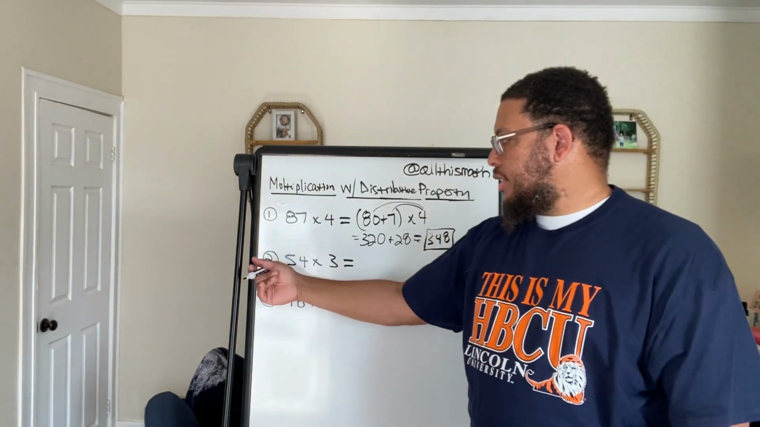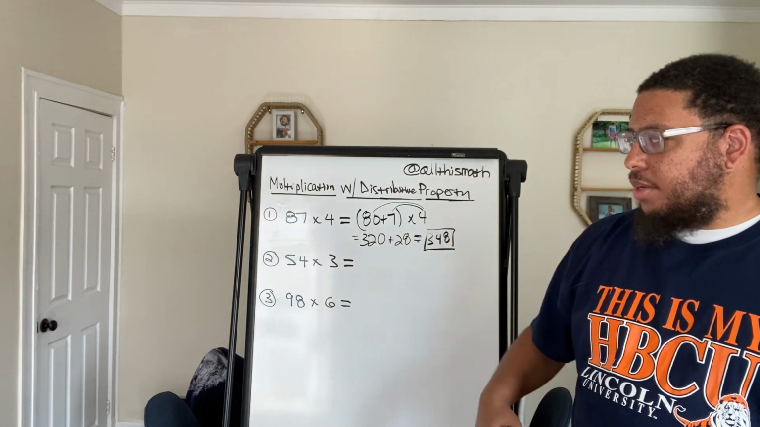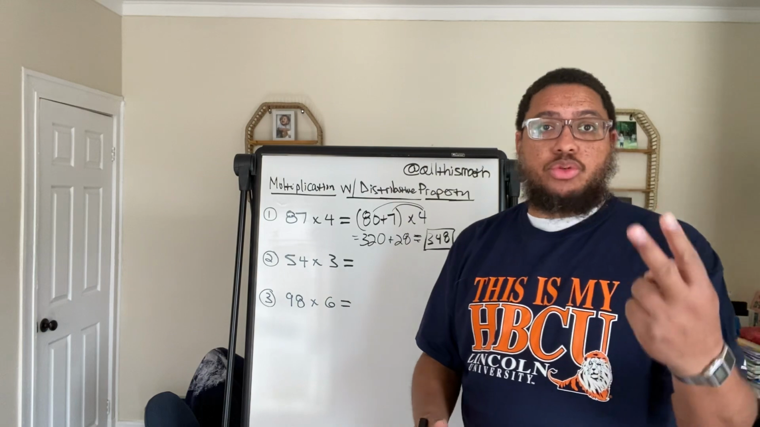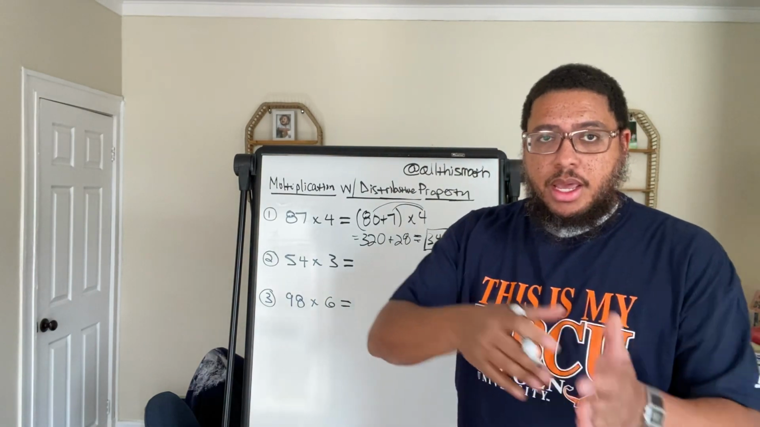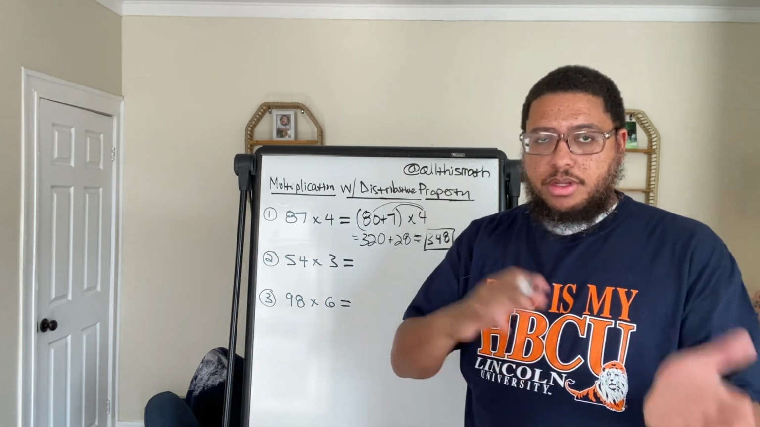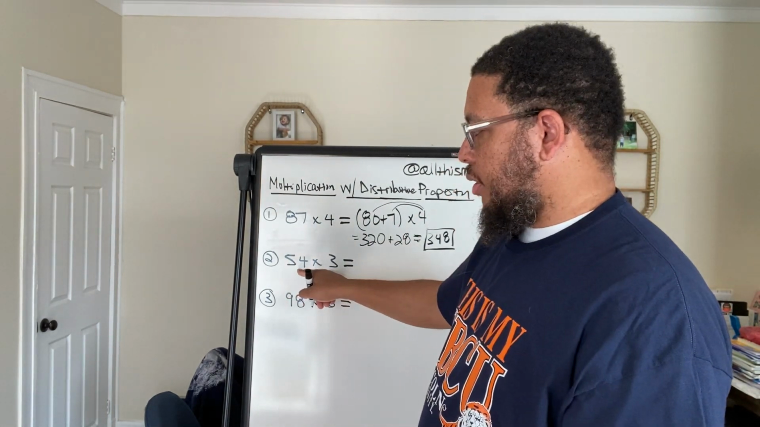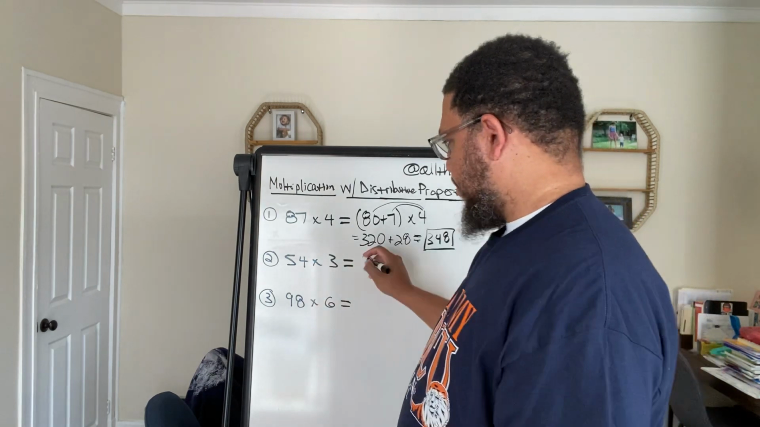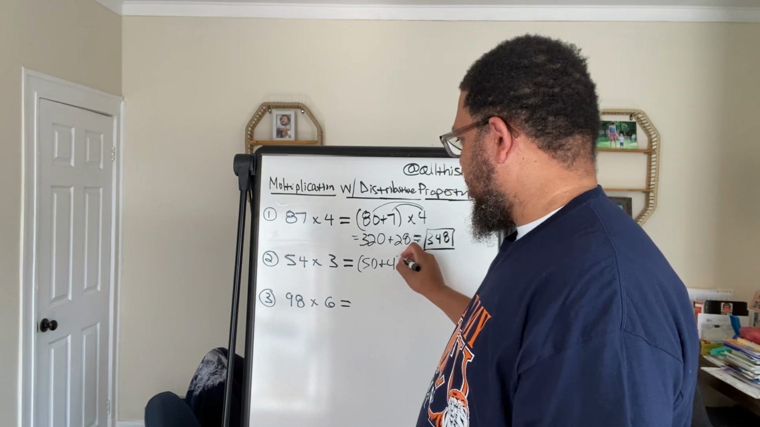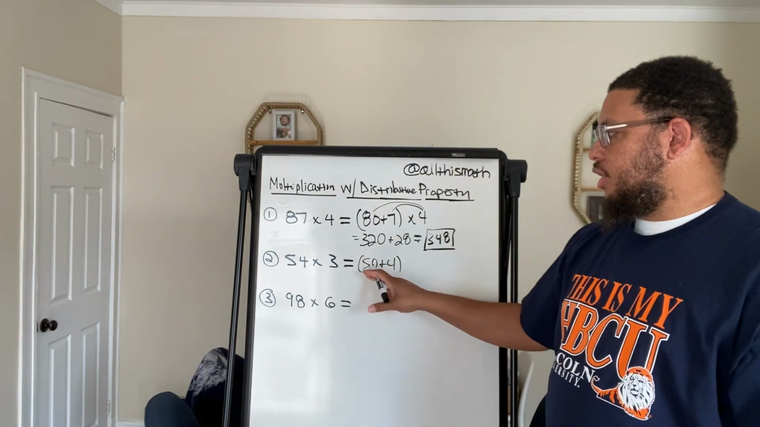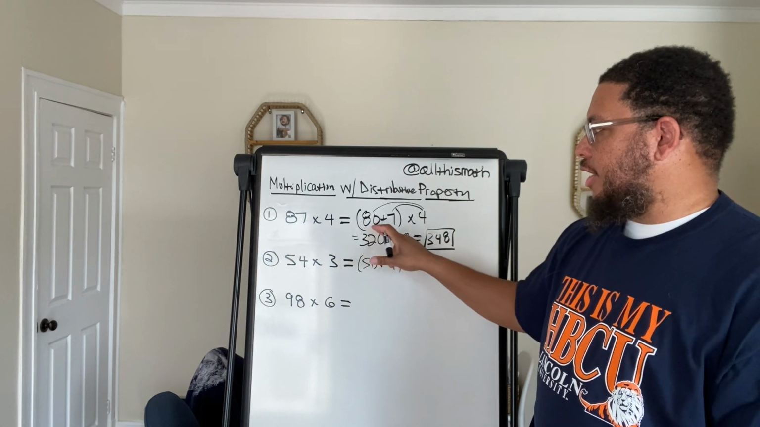Now let's check out the second example, 54 times 3. So let's say I see 54 times 3. I'm going to break 54 now because that's the 2-digit number. So whatever your 2-digit number, you want to break that down into a happy number and whatever's left over. Happy number and the leftovers. So the happy number is going to be 50. The leftovers is going to be 4, right? So I got 50 plus 4. So 54 is the same thing as 50 plus 4, just like 87 is the same thing as 80 plus 7.